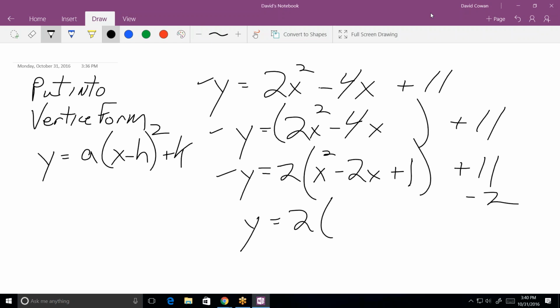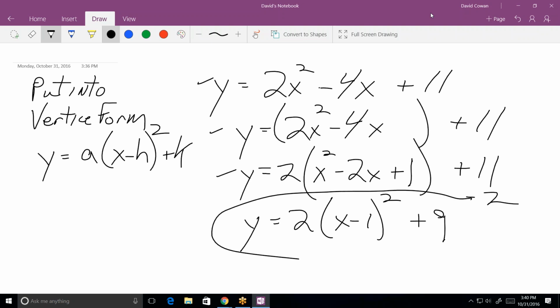Allows me to write this as a linear factor squared, add the 11 and subtract the 2, you get that. Now that looks exactly like that. A is 2, H is 1, K is plus 9.